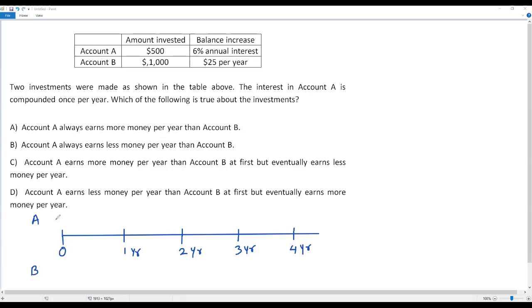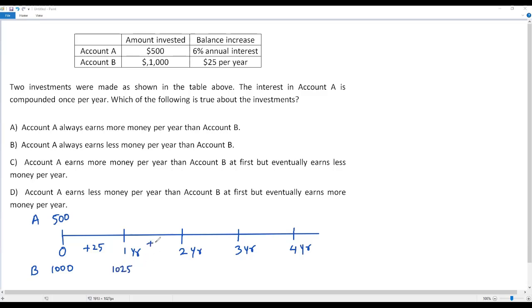In account A, the initial investment is $500. Let me write 500 over here. And in account B, we have $1,000. So the balance at the beginning in account A is $500, and in account B it is $1,000. According to the information, in account B the balance increases by $25 per year. That is, every year the balance increases by $25. So in the first year it will increase by $25, and at the end of the first year the balance in account B will be $1,025.